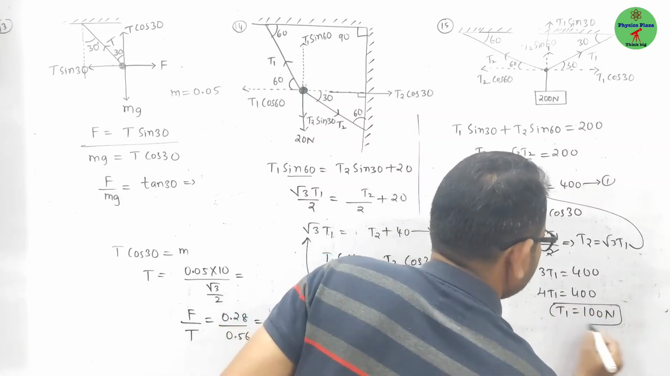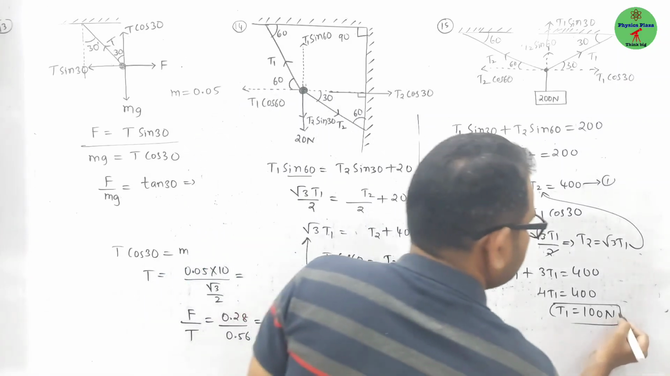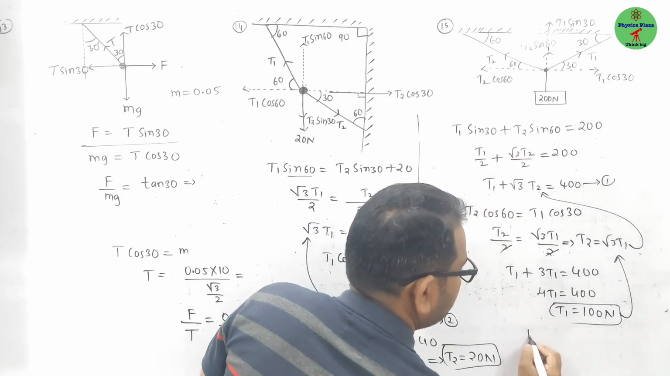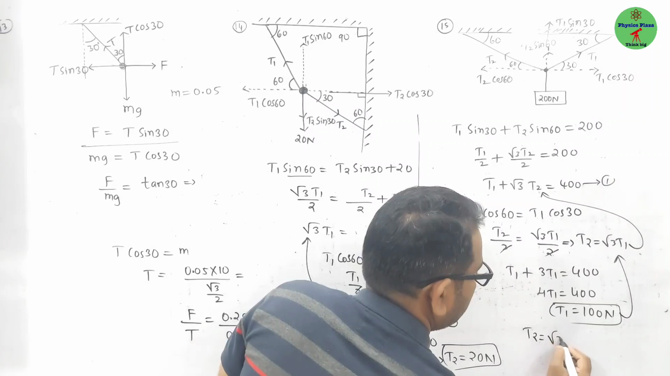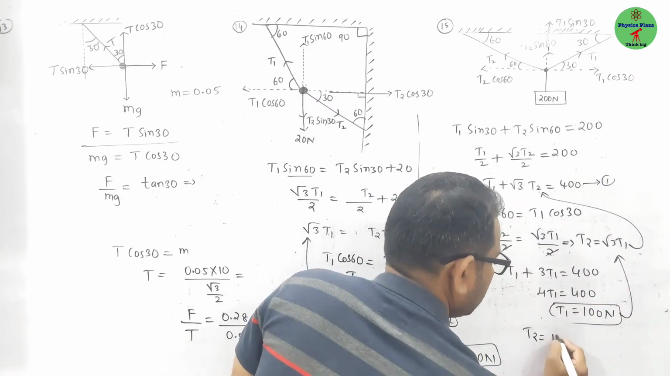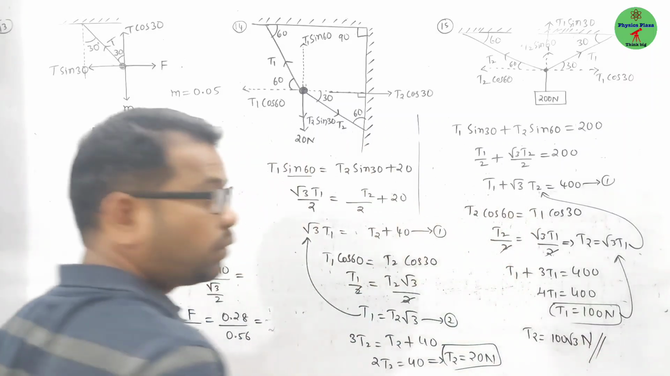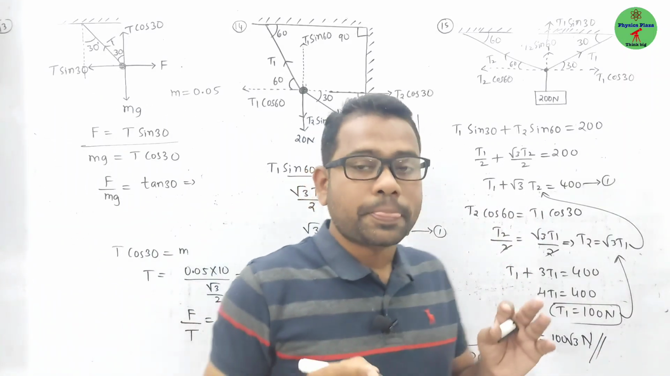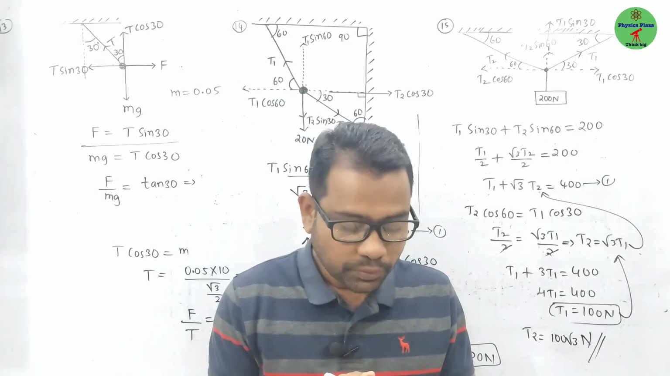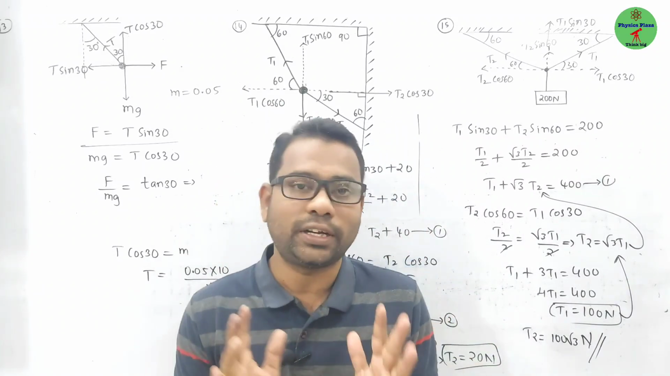Now this T1 value, children, you can substitute here. Then you will get T2 is equal to 100 root 3, so you can write it as 100 root 3 Newton. Okay, children, so these are the 15 numericals related to the resolution of vectors.